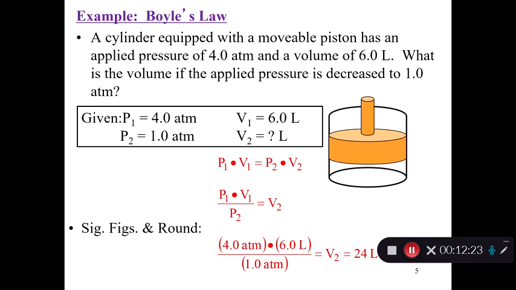Here, pressure from 4 atmosphere decreased to 1 atmosphere. Sorry about that. Pressure from 4 just changed to 1. Pressure decreased. Whenever pressure decreases, volume is inversely proportional to pressure. It means opposite behavior. Volume should be increased. So pressure decreased, volume should be increased. So volume just changed from 6 to 24.